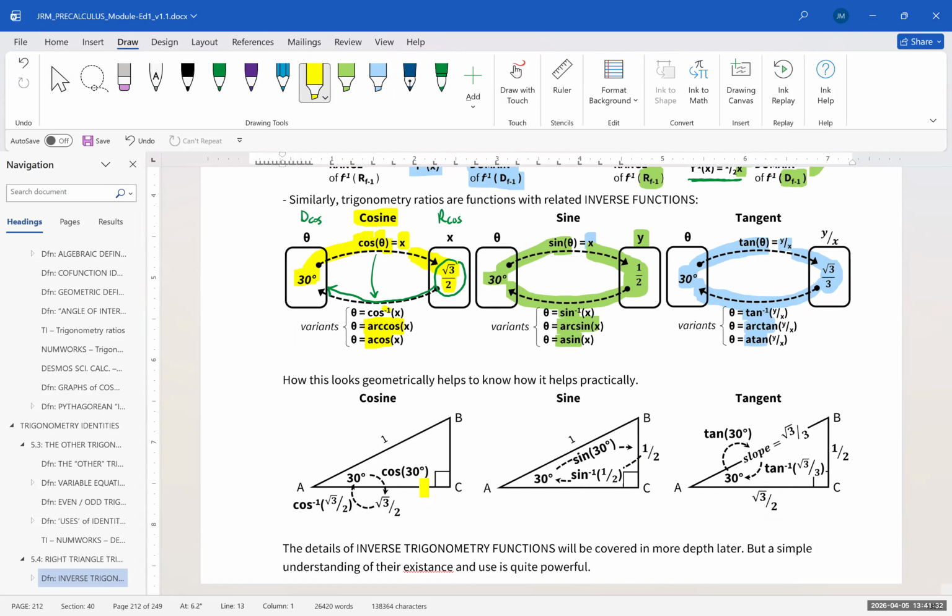So here we've got triangle ABC with our angle of interest being 30 degrees. If we take the cosine of 30 degrees, that gives us the square root of 3 over 2, which is the length of side AC. And if we instead had the length of side AC and we do the inverse cosine of that, that would tell us that our angle of interest is 30 degrees. It goes the other way.